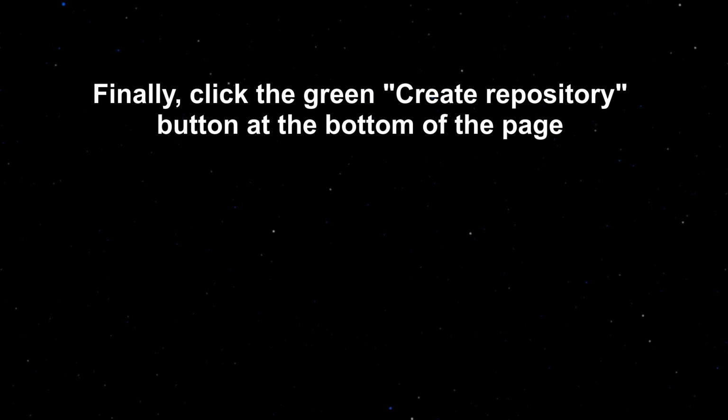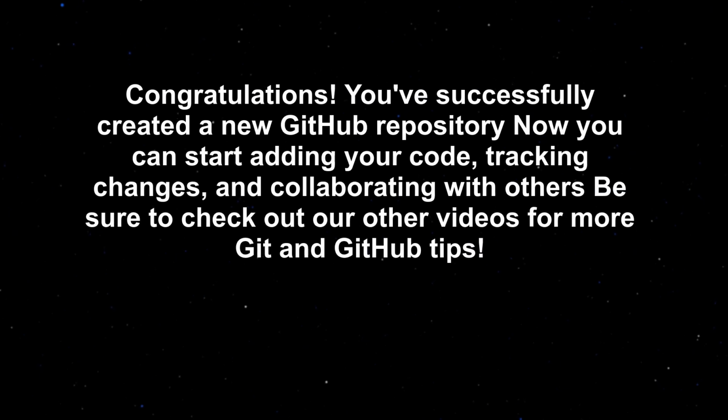Finally, click the green Create Repository button at the bottom of the page. Congratulations, you've successfully created a new GitHub repository. Now you can start adding your code, tracking changes, and collaborating with others.